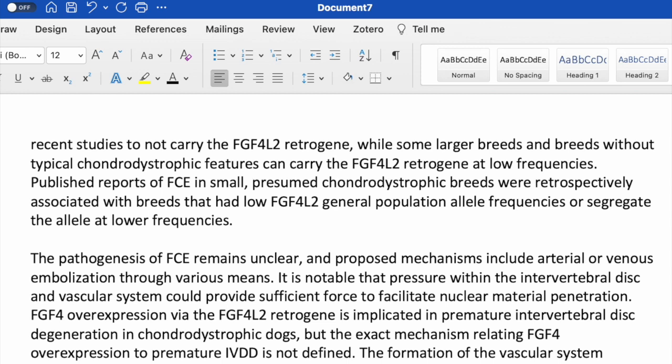Study limitations include sample size and the use of surrogate population data for assessment of breed predisposition. The findings support historical observations that FCE occurs at a low frequency in chondrodystrophic breeds, and further comparative vascular studies of the IVD and spinal cord in this defined genetic group are warranted to clarify vascular anatomy that might be relevant to the pathogenesis of FCE.